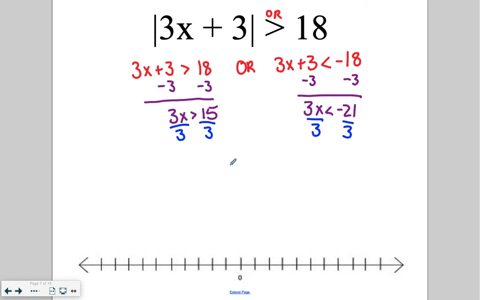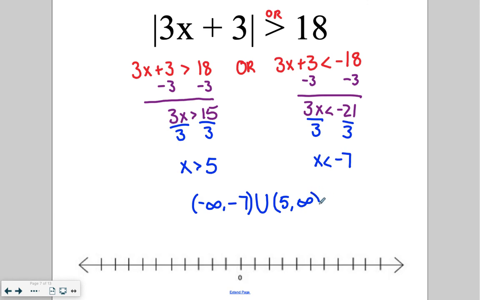And that's going to give you your first answer of x is greater than 5, and your second answer of x is less than negative 7. Now we need to write this in our interval notation. This is an OR, so we're going to start at negative infinity and go up to our first value, which is negative 7. It doesn't have the equal sign, so it's a parenthesis, and then we're going to leave our space symbol, that connection U, and then we're going to start at 5 and go all the way up to positive infinity.